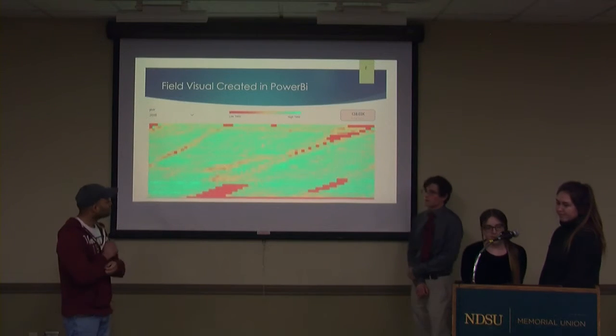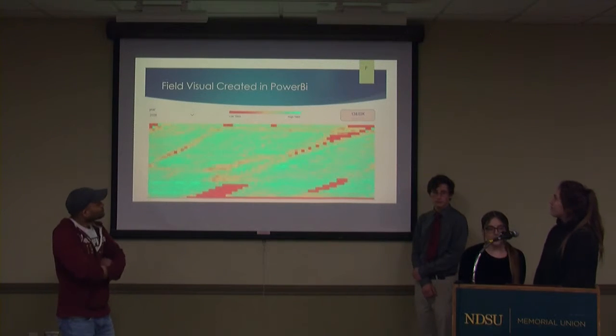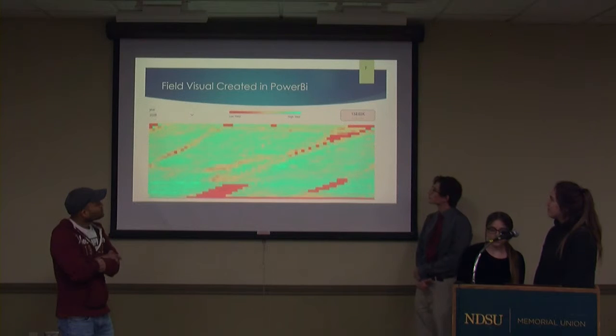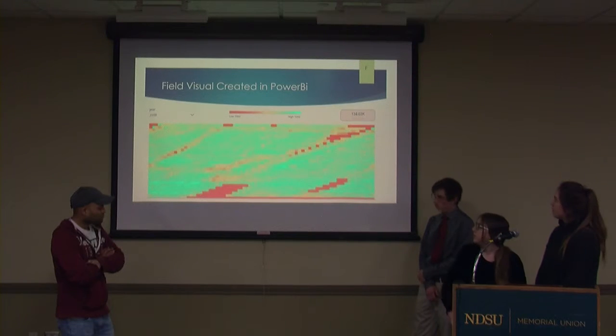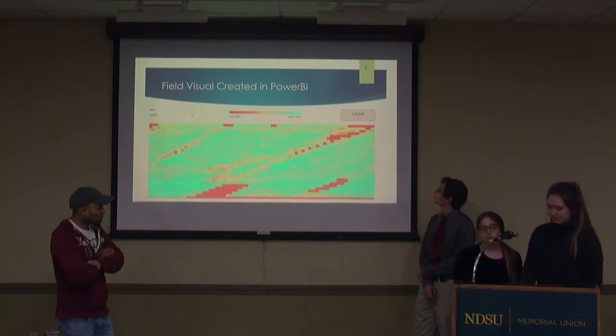So this is the visual me and Kate worked on. It's a representation of the field, and the red squares are where the mean yield is lowest, and the greens where the yield is best. And you can filter it based on year, so you can switch the years of the field, and it'll tell you the total yield value up on top as well.